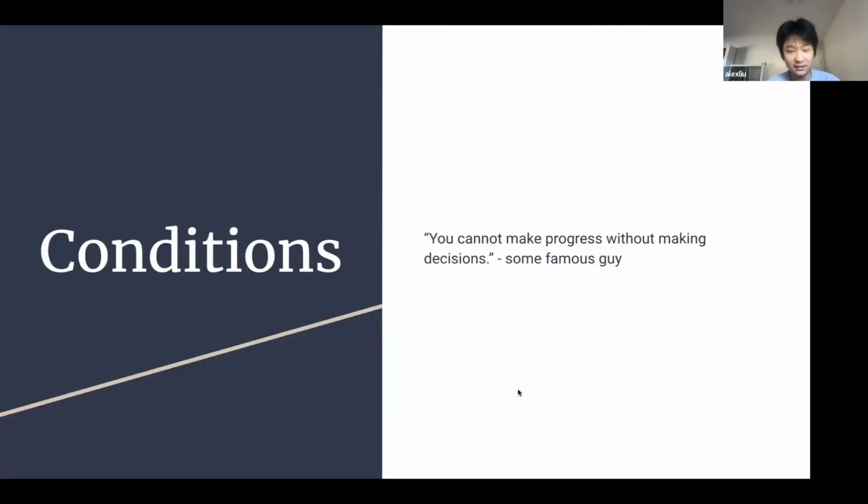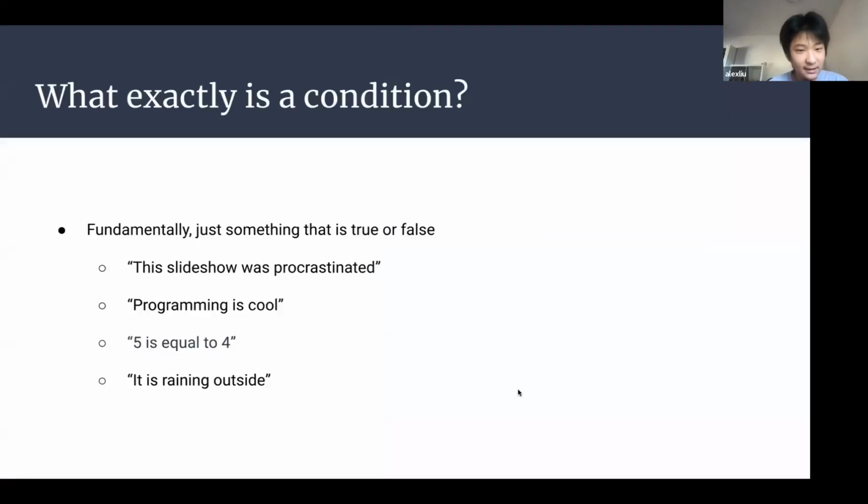So first, conditions. Like I said before, very fundamentally, a condition is just something that is either true or false. For example, this slideshow was procrastinated. This is true. Programming is cool. That is also true. Or for some of you guys, that's false. But anyways, 5 is equal to 4 is false. Now, this is also a condition because conditions don't necessarily have to always be true. They can be false as well.